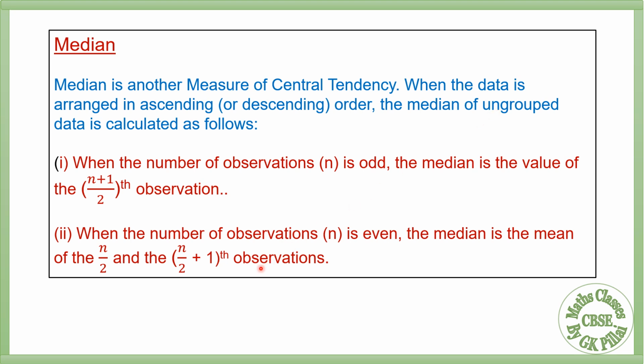Now if the number of observations is even, then the median will be the mean of the n upon 2 and (n upon 2 plus 1)th observations. If there are 14 values, 14 upon 2 will be 7, 14 upon 2 plus 1 will be 8. So the median will be the mean of the 7th and the 8th observations. Add them and divide by 2. That will be the median after arranging in the ascending order.